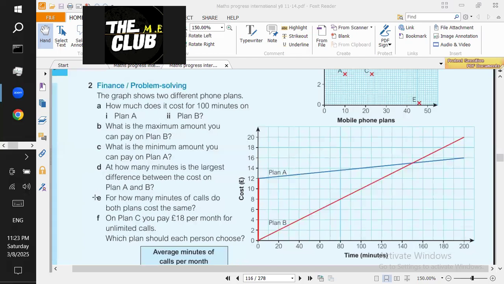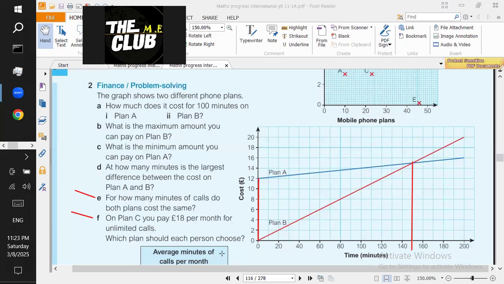For how many minutes of calls do both plans cost the same? They cost the same here. The question is how many minutes? So we come to the minutes. It's 150, right? 150 minutes. And then on plan C, you pay 18 pounds per month for unlimited calls.